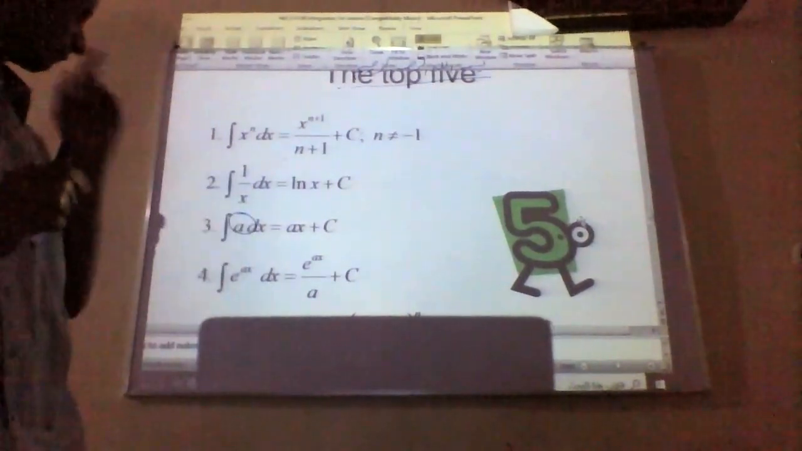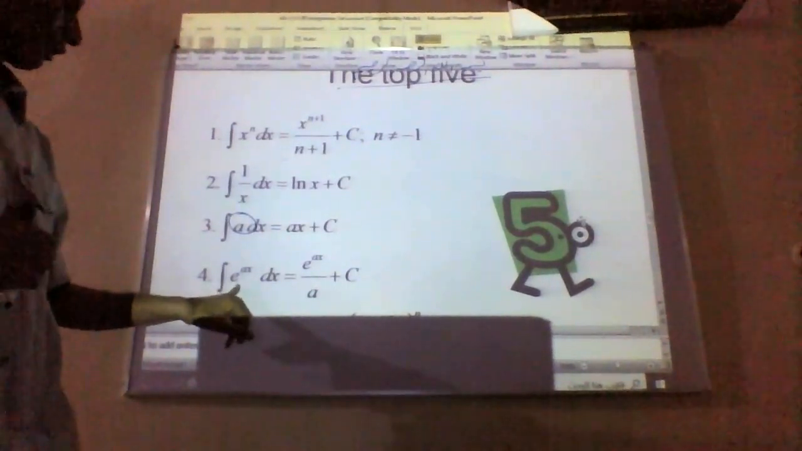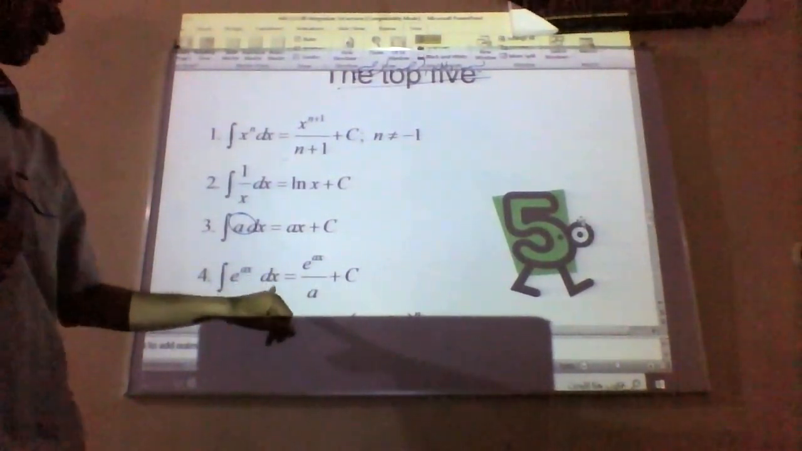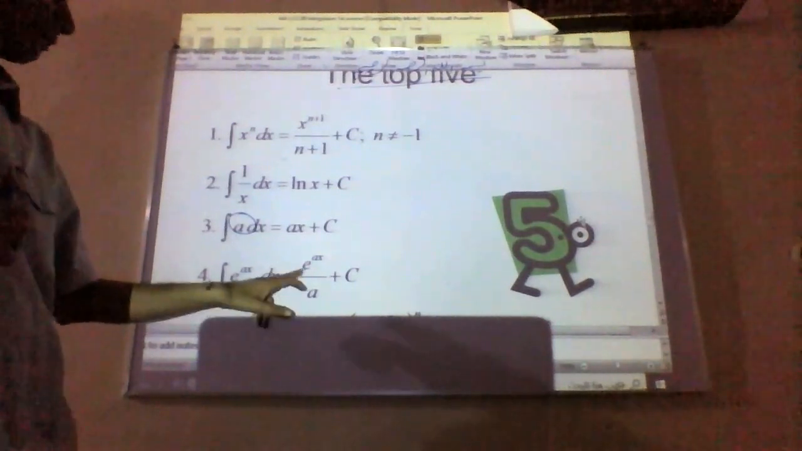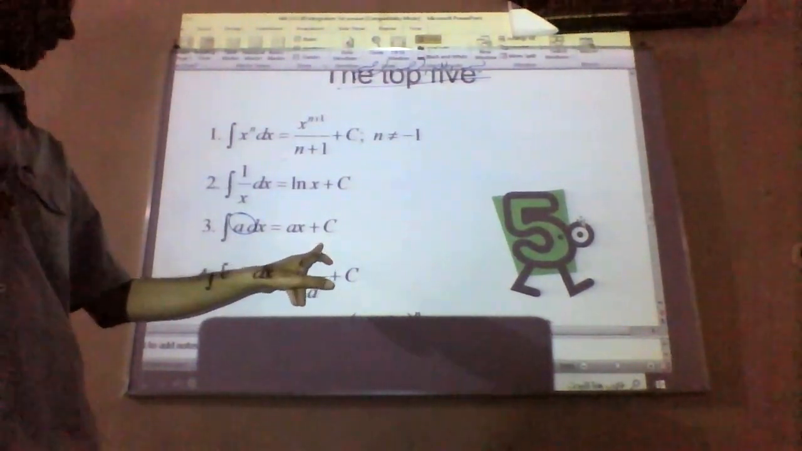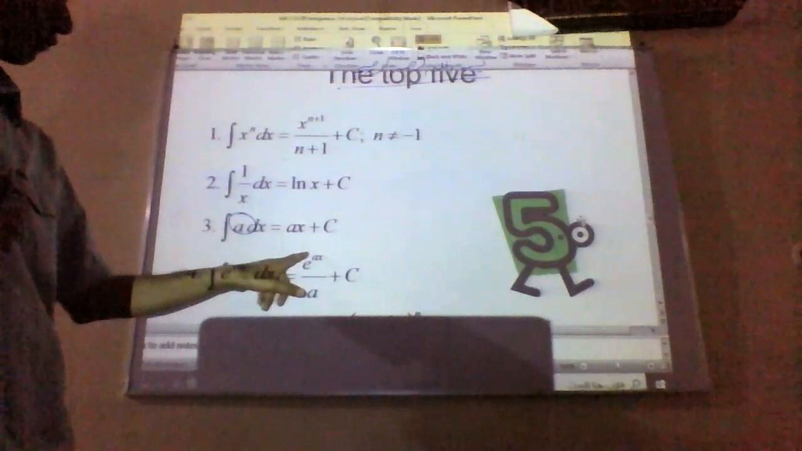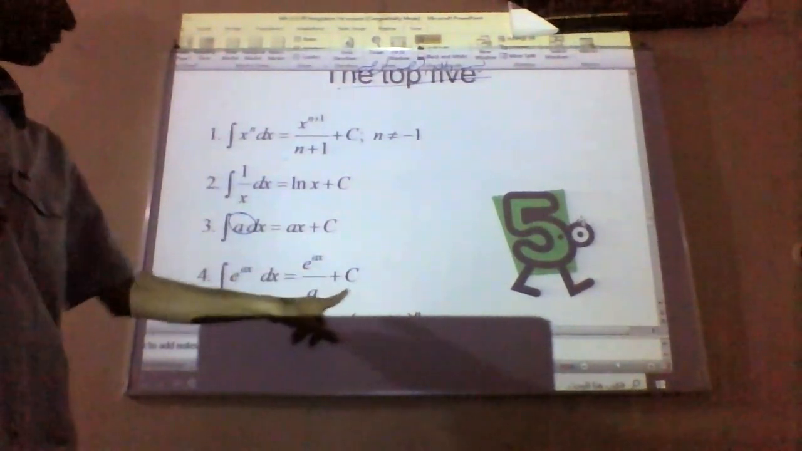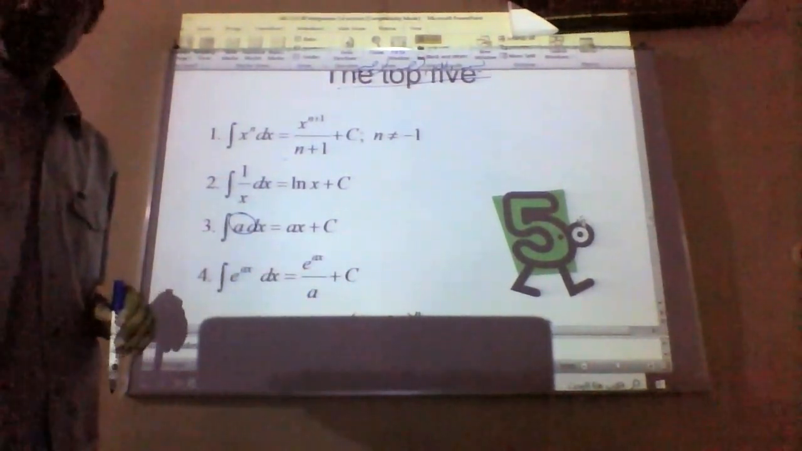Integration of e to the power ax with respect to x will be e to the power ax itself, divided by the coefficient of x, which is a, plus the constant c.